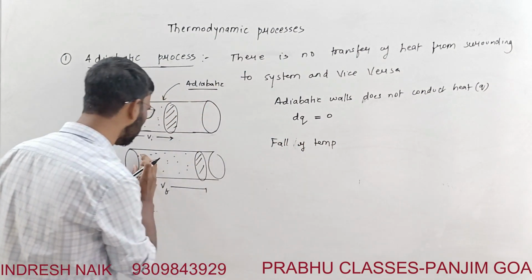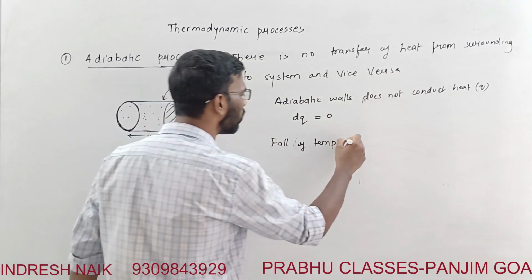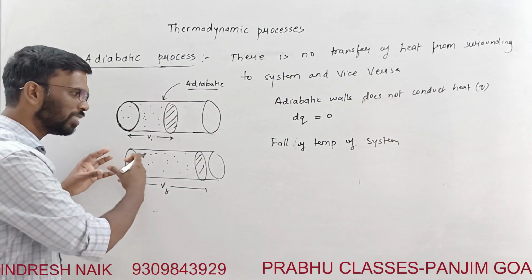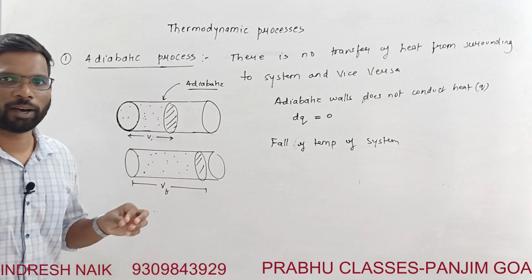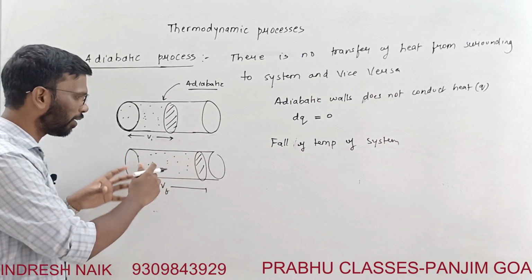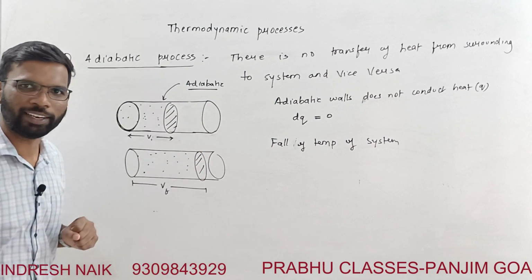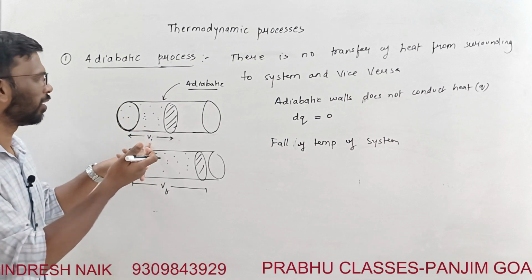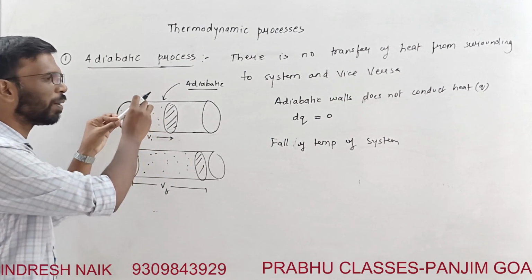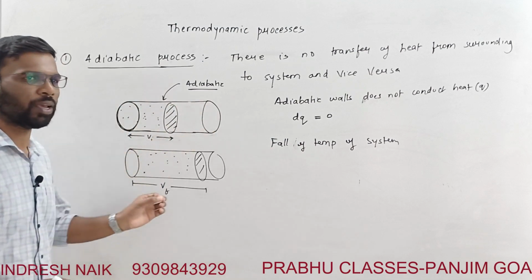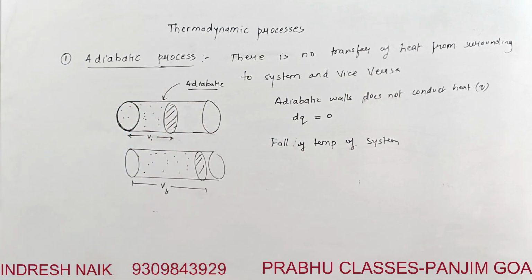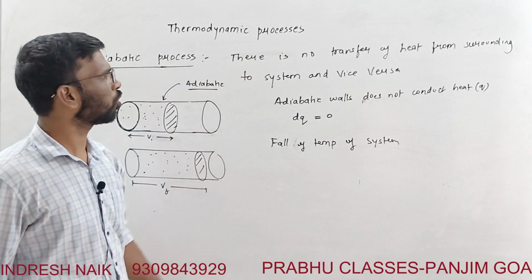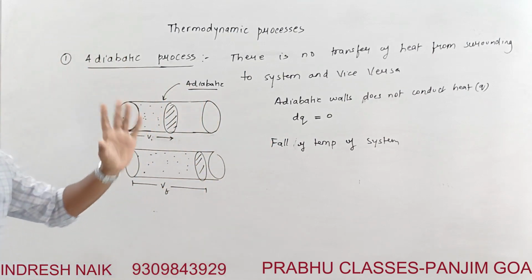Why is there a fall of temperature of the system? Since there is an expansion, there is more freedom for the particles to get distributed throughout the cylinder, and there is no extra heat to maintain that temperature. The system should absorb some heat, but that is not happening because the walls are adiabatic. So what is the adiabatic process? There is no transfer of heat from the surrounding to the system and vice versa.